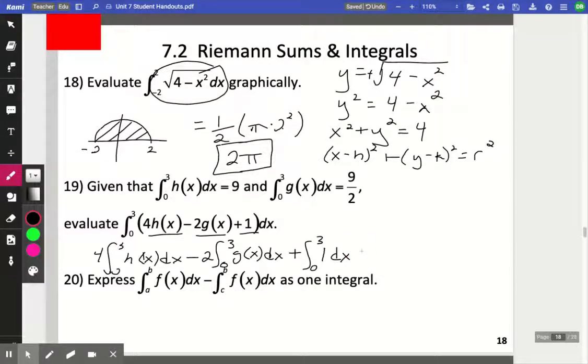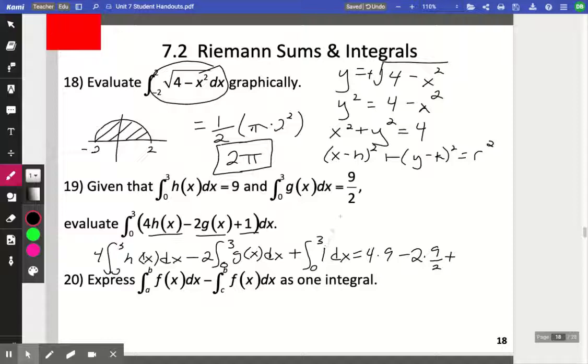So for the first one, we are given that the integral from 0 to 3 of h of x is 9. So this is just 4 times 9, minus 2 times the integral from 0 to 3 of g of x. The integral from 0 to 3 of g is 9 halves, so 2 times 9 halves. And then plus. Now a common mistake is to say, oh, well, this is just plus 1. No, this is the integral from 0 to 3 of 1.